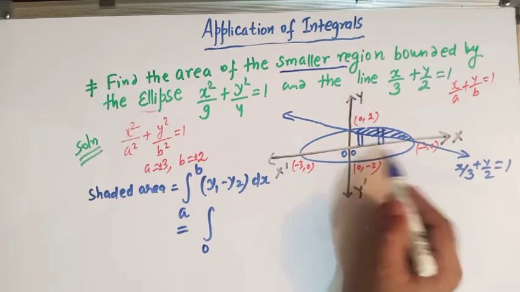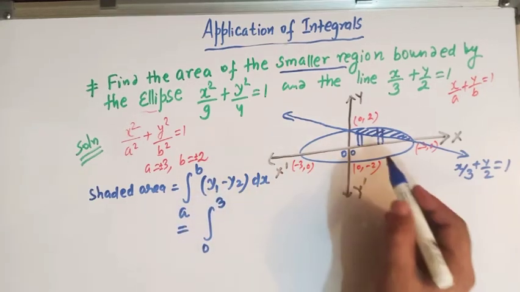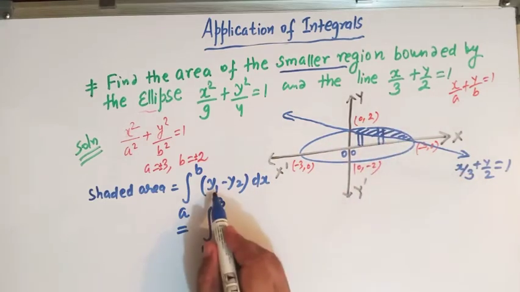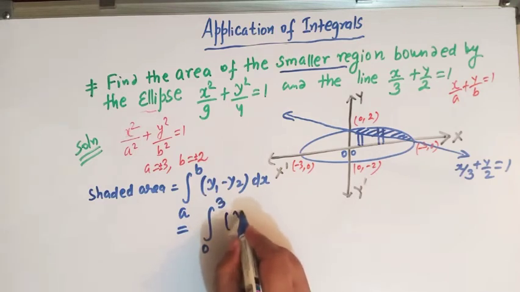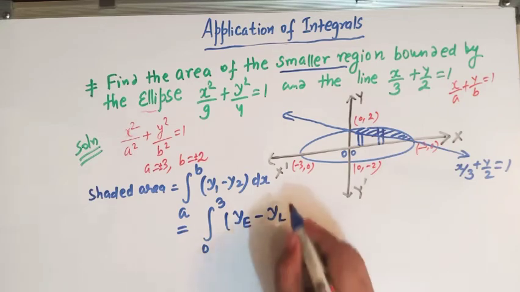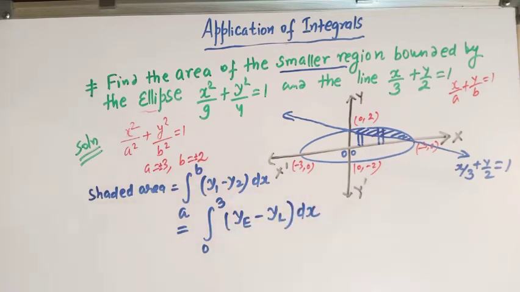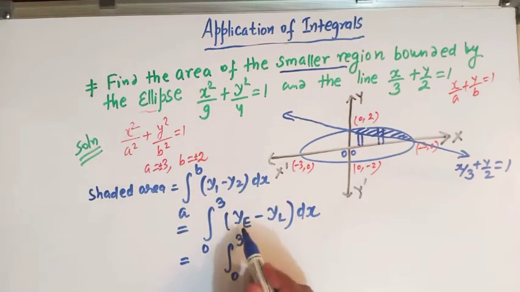So we go from 0 to 3, and y1 is the value of y which comes from the ellipse. So we have y ellipse minus y line, right? And then we have dx here. Okay, so we have 0 to 3, and the equation of the ellipse is given by this equation. So y ellipse comes from this equation.